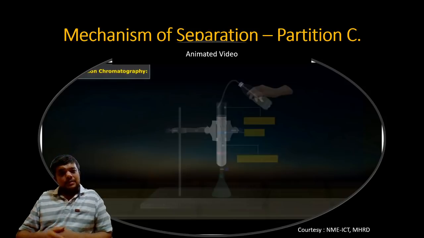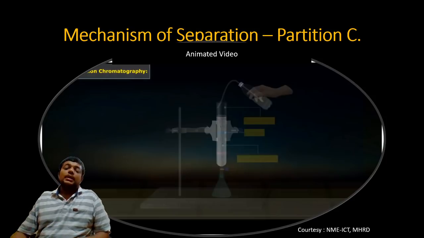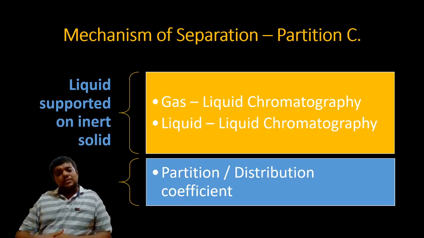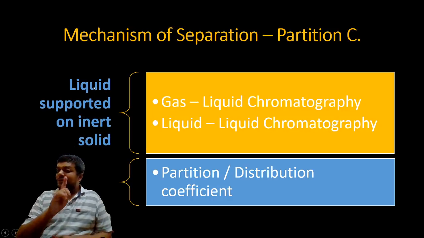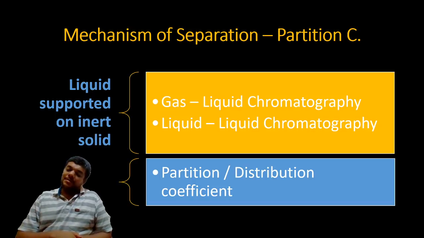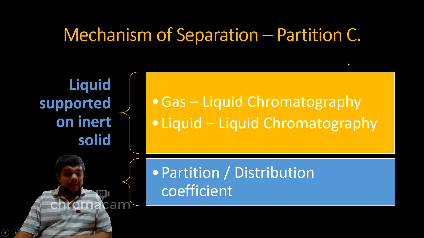So I am quite confident that you are clear with these two mechanisms of separation, that is adsorption chromatography and partition chromatography. The mechanism of separation of partition chromatography involves, see very well, liquid supported on inert solid. I told you that whenever partition chromatography comes into existence, always remember the stationary phase is a liquid coated on a solid. Gas can be used, liquid can be used as a mobile phase. So, whenever it is partition chromatography, dear participants, liquid plays a major role as a stationary phase and it leads to gas liquid chromatography and liquid liquid chromatography.